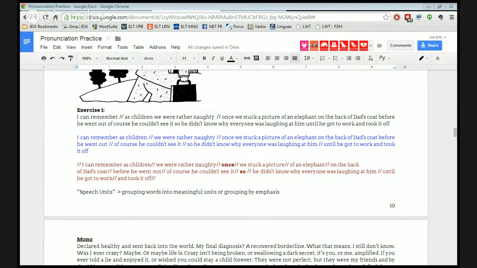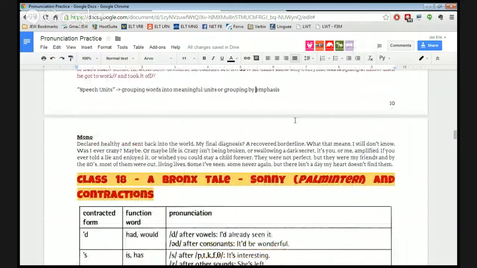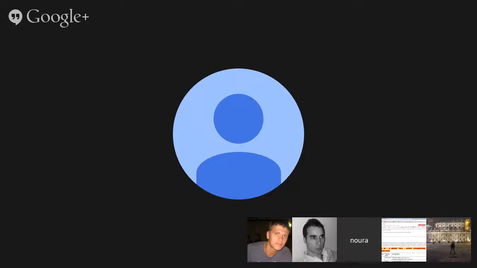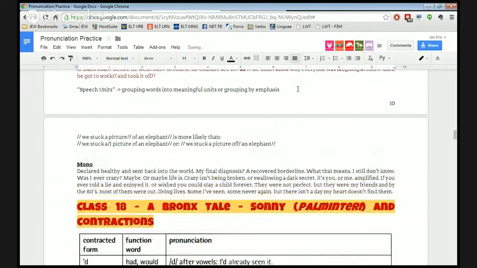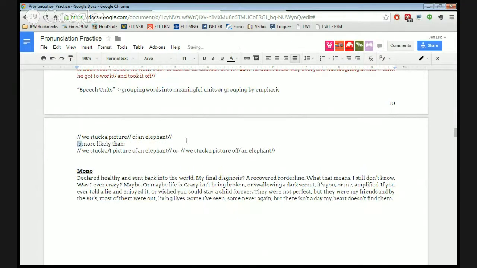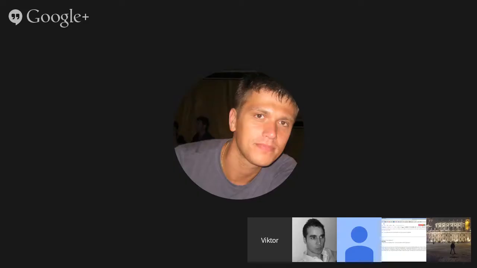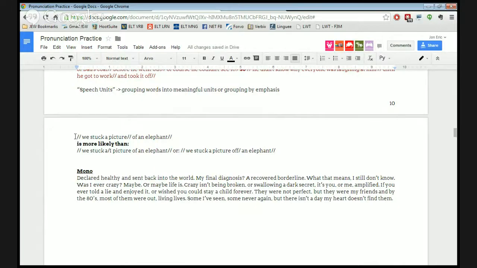So let me give you an example here using this text. Okay, let's go down to the next page. I'm going to give you one or two examples and one or two exercises. So here's example one. Victor, why don't you read this one for us and notice the difference in stress? Okay, can you see where we are? Yes. Okay. So read the two examples.